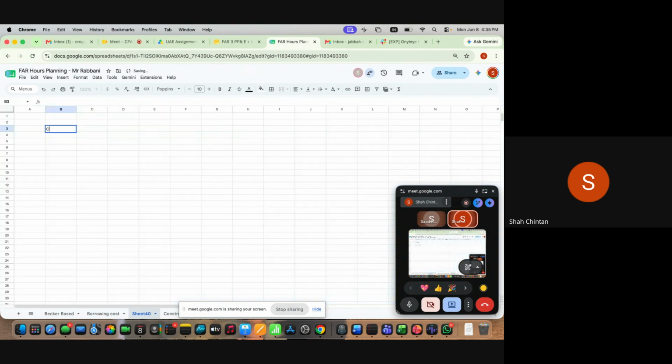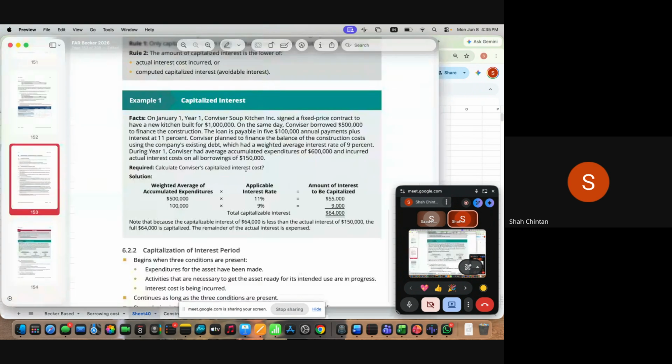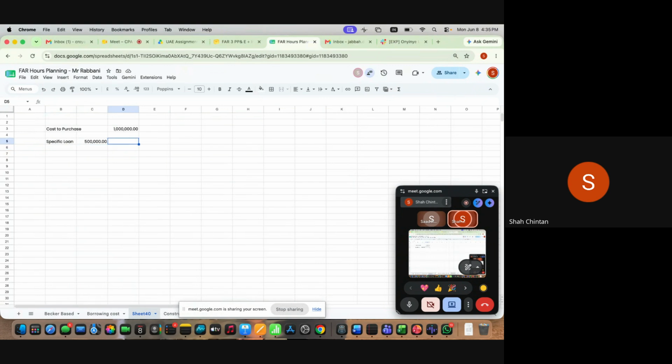So what we are saying, my cost to purchase is 1 million. And let's say I have specific borrowings. So this is my specific loan I have taken, 5 lakh. The loan is payable in 100,000 of 5 annual installments plus 11% rate of interest. So my rate of interest is 11% on this specific loan.